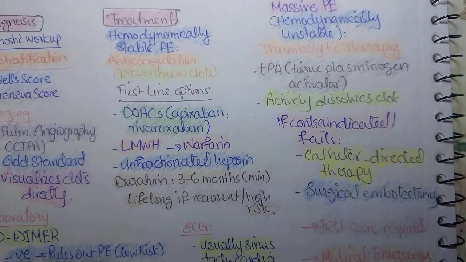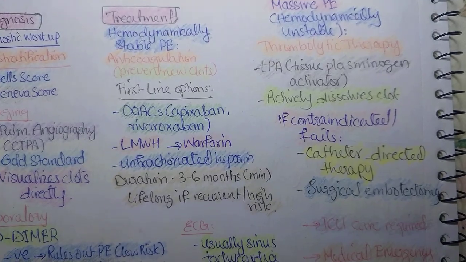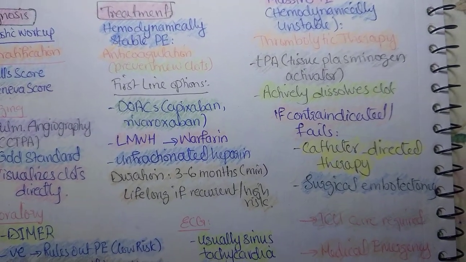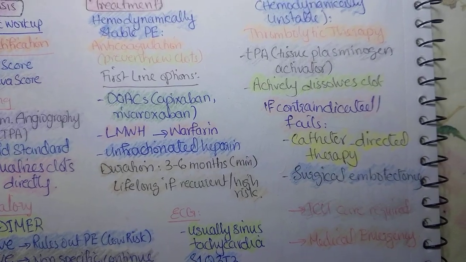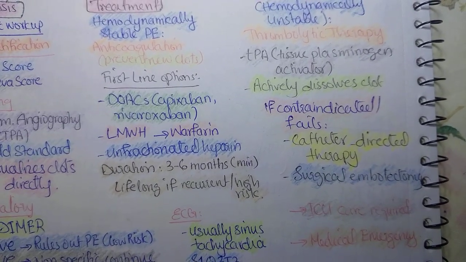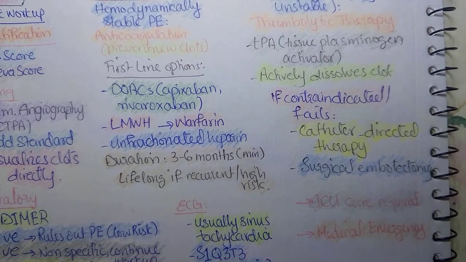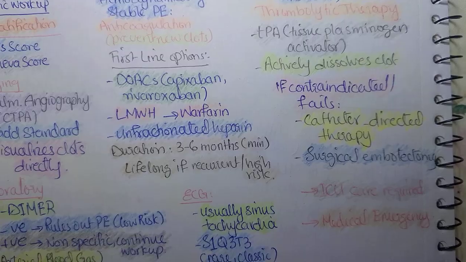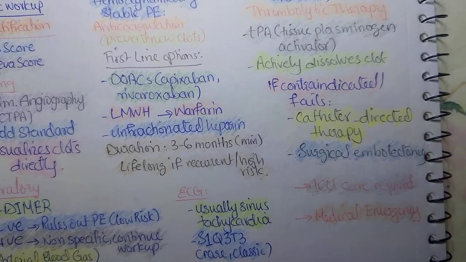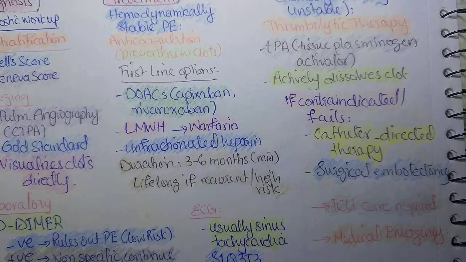Treatment for stable pulmonary embolism is therapeutic anticoagulation with DOACs like apixaban or rivaroxaban, or low molecular weight heparin bridged to warfarin. Duration is 3 to 6 months minimum.